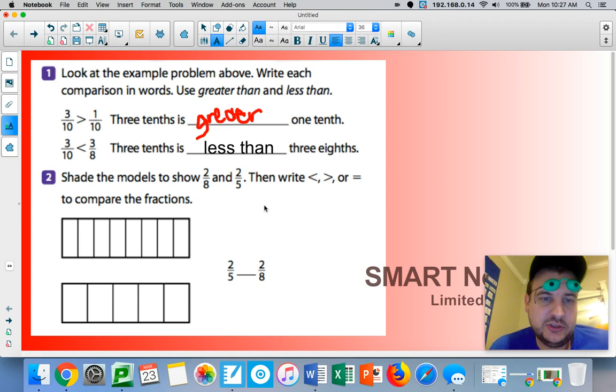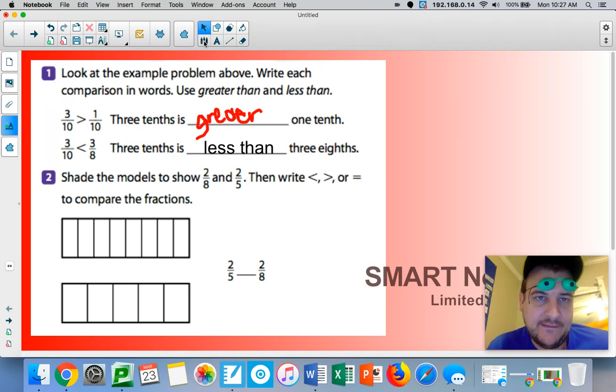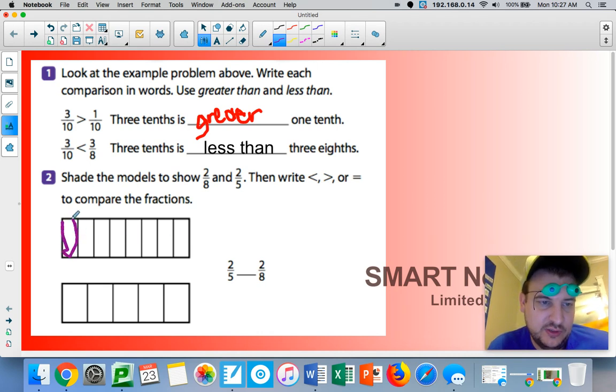Shade the models to show 2/8, 2/5, then write greater than, less than, or equal to. All right, so we're gonna shade in. First one, this is 1, 2, 3, 4, 5, 6, 7, 8. So this is your 8. So I'm gonna color in 2 of the 8.